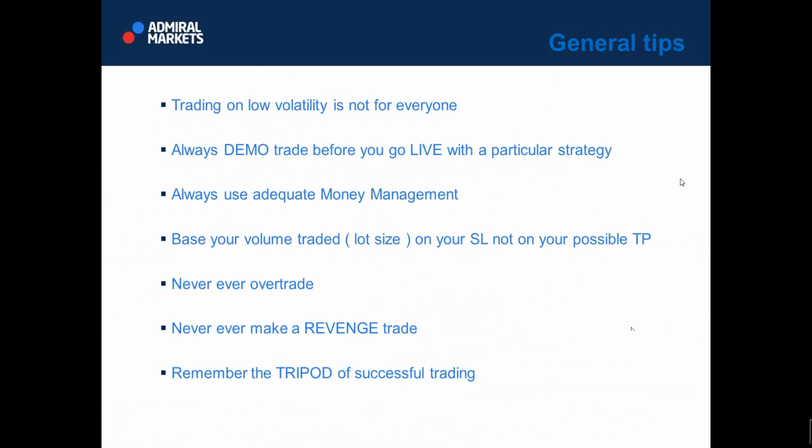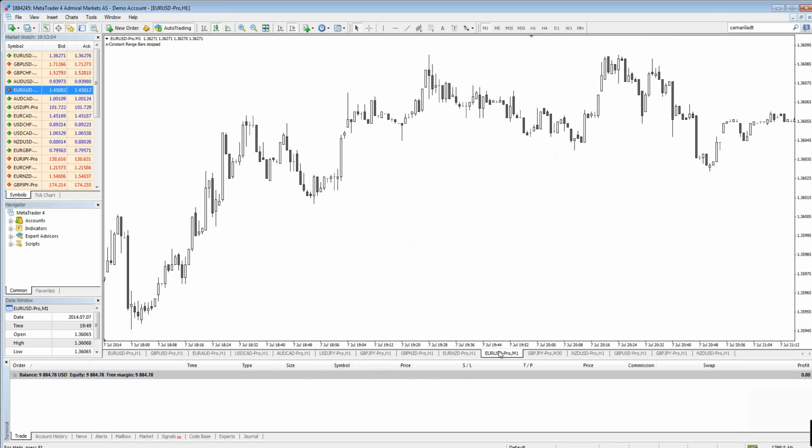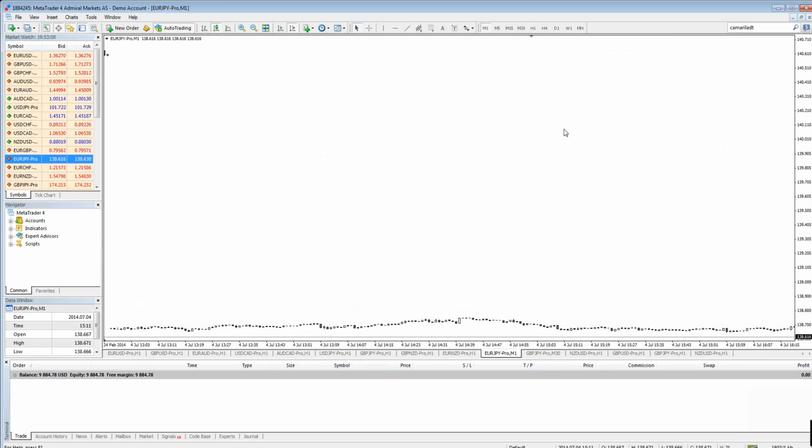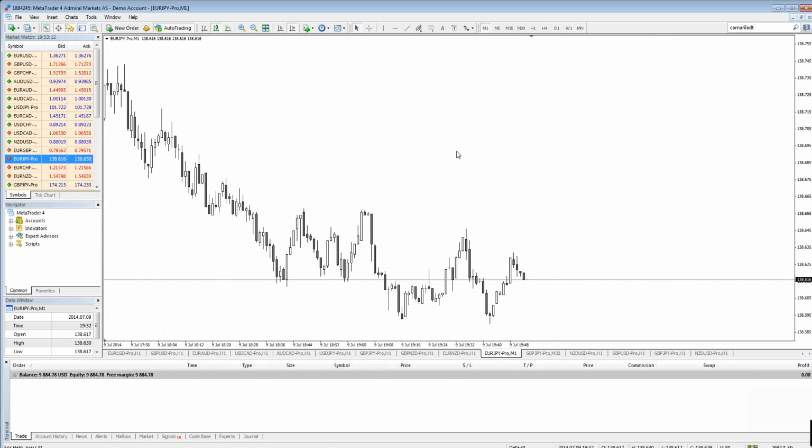Is the current Euro-Japanese 1 hour chart considered a Marubozu? How would you take this trade regardless of the coming news? Okay, let me see. Let me see Euro-Yen. What is this? Euro-Dollar. Okay, Euro-Yen. Let me see.